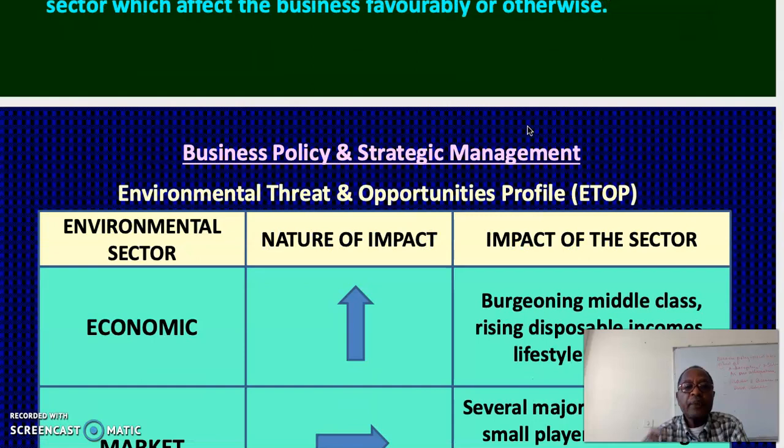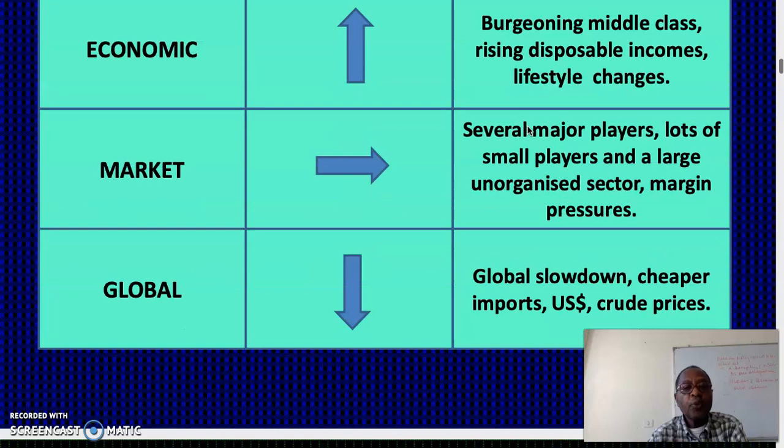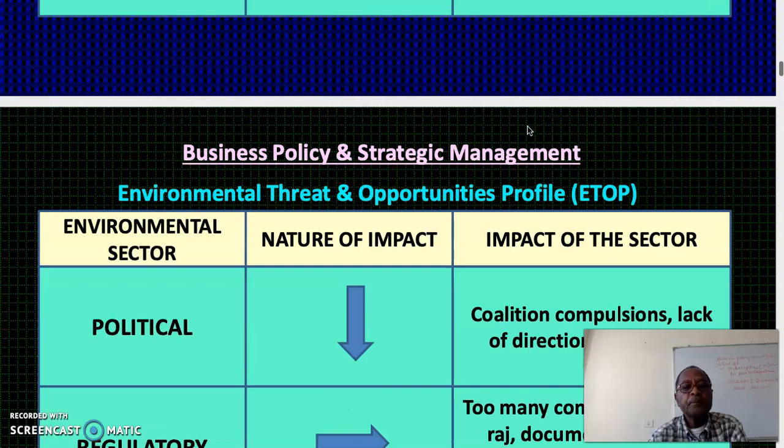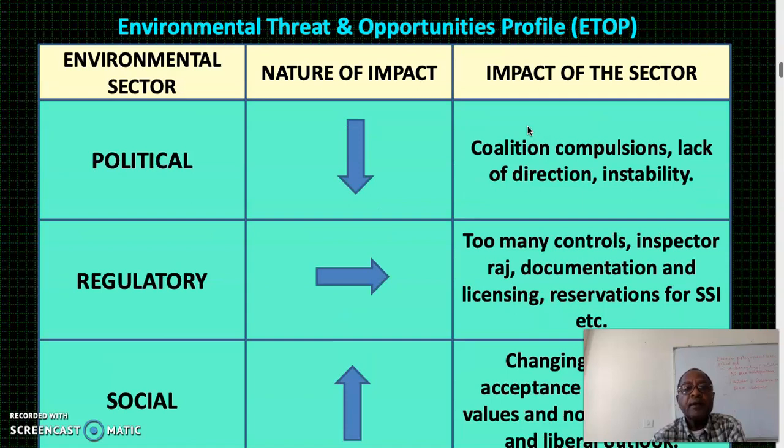So the environmental threats and opportunities profile has environmental sectors and the nature of the impact of the sector: economic, market, global, and its impact on a number of issues are to be observed. Environmental sector: political, regulatory, social, and nature of the impact. You have got impact of the sector, with coalition compulsions, lack of direction, instability, too many controls, inspector documentation and licensing reservations, and so on.